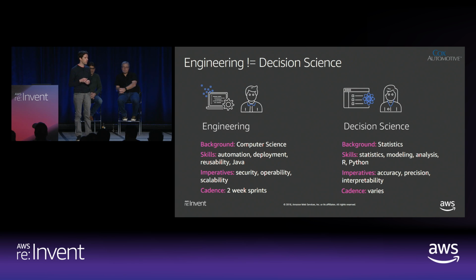We also wanted to support our decision science team using R, because that's what is most natural to them. Our engineering team tends to use Java. And we want to make collaboration between those teams as easy as possible so that we wouldn't have to rethink the work every time a model was retrained and needed to go to production.